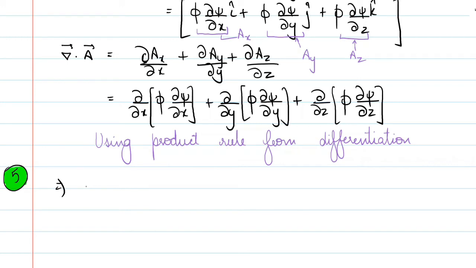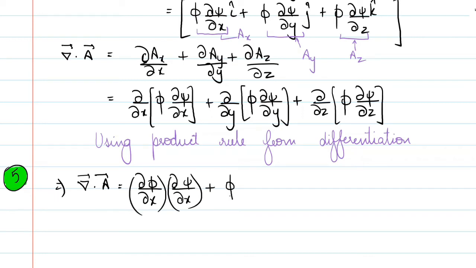Let's do this. First time operating this on phi, we get ∂phi/∂x and ∂psi/∂x as it is, plus phi as it is, and this would operate on this. Since ∂x is there in the denominator here and here as well, this would give us ∂²psi/∂x².